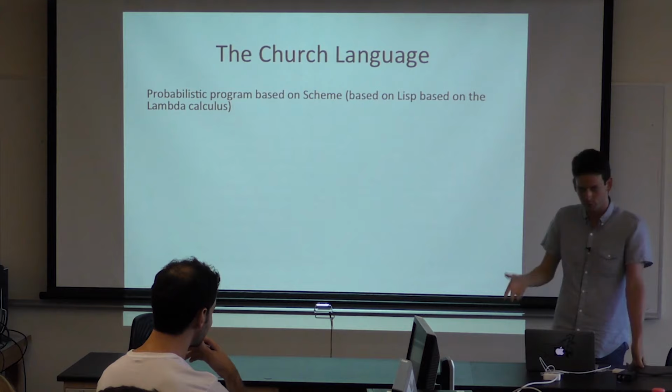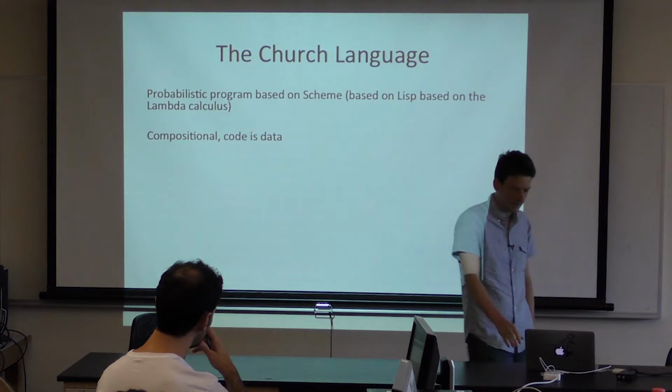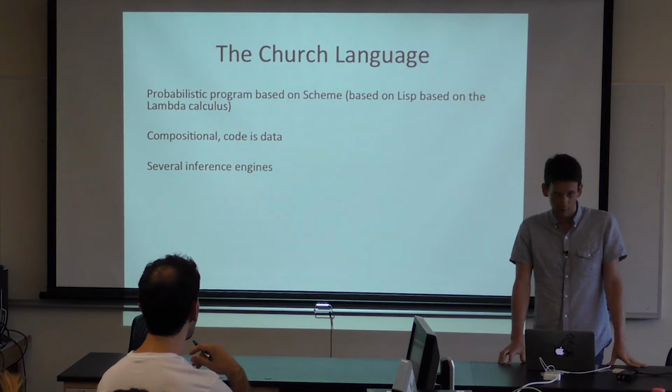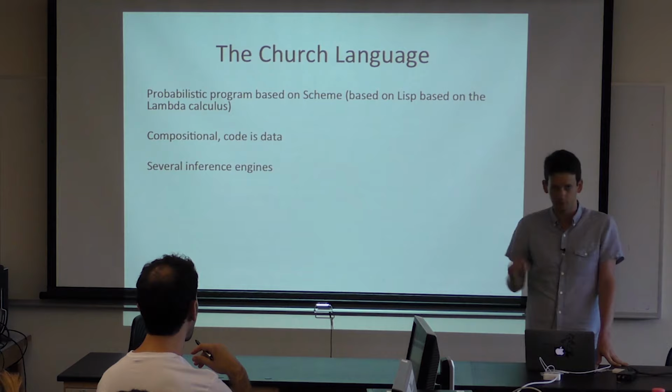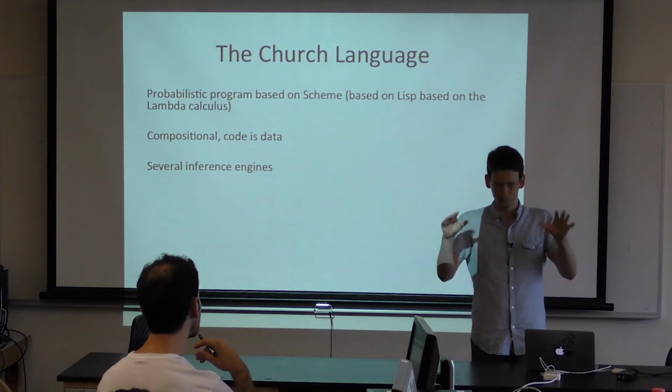The point about Scheme, which is very nice, is that it's very compositional, and anything that you write can then be passed off into other functions as data. You'll see some examples of that. Church has several inference engines that you can try to run. We'll get into that. The backbone of it is Metropolis-Hastings type sampling over possible programs, but it has other types of inference, including explicit enumeration. If your space is small enough, it can just look at all the possible ways to run a program. It has rejection query. Again, we'll get to this. Don't worry about what he is talking about.